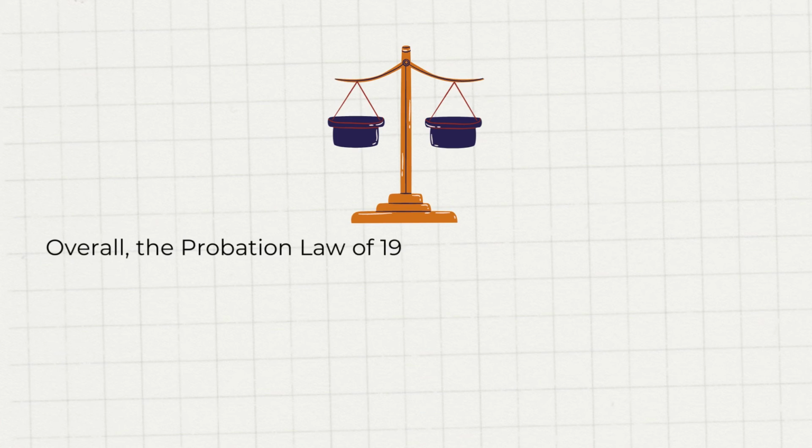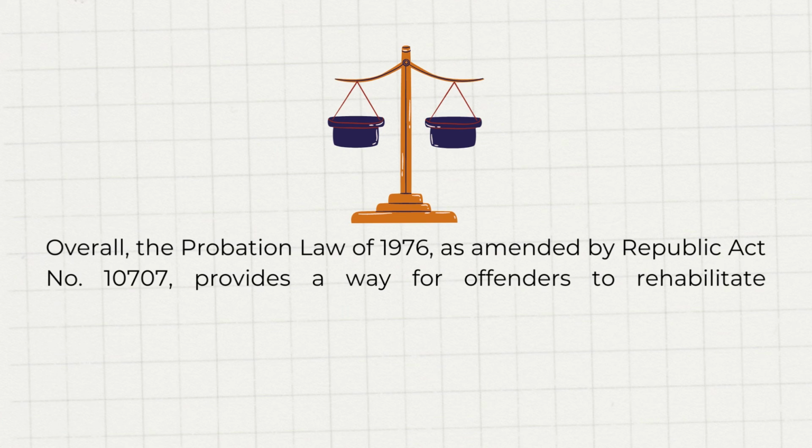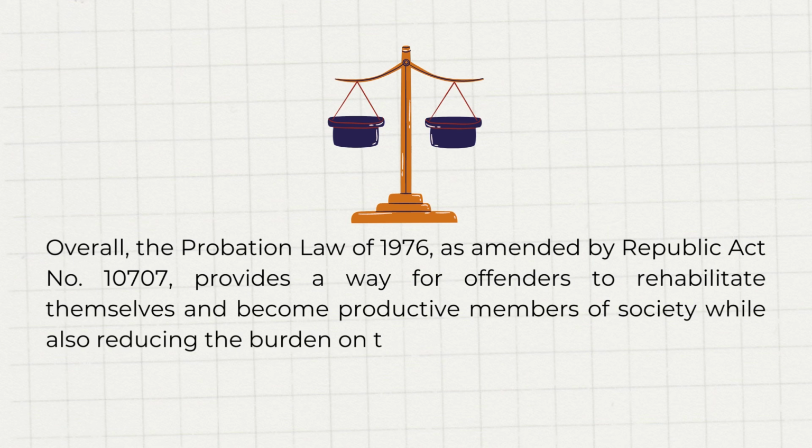Overall, the Probation Law of 1976, as amended by Republic Act No. 10707, provides a way for offenders to rehabilitate themselves and become productive members of society while also reducing the burden on the criminal justice system.